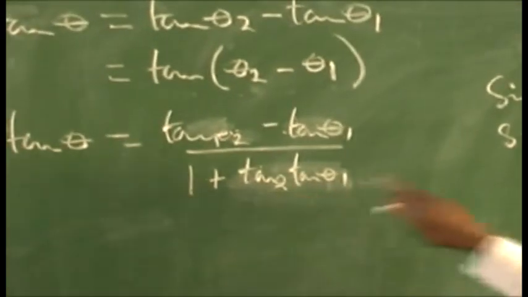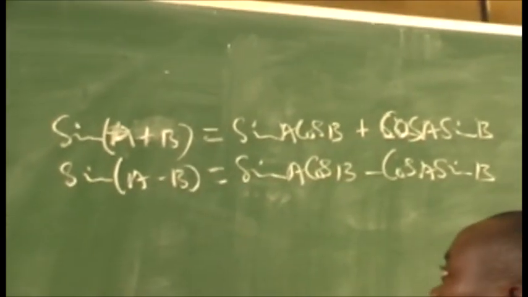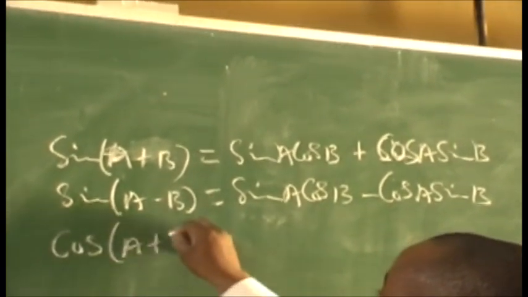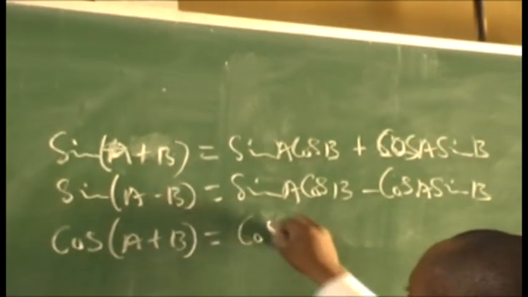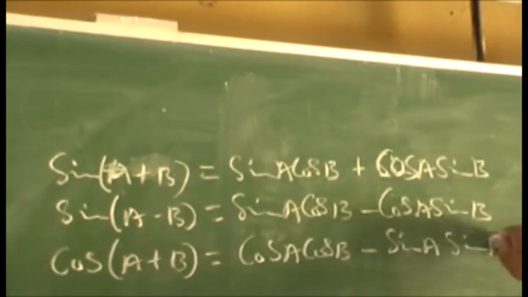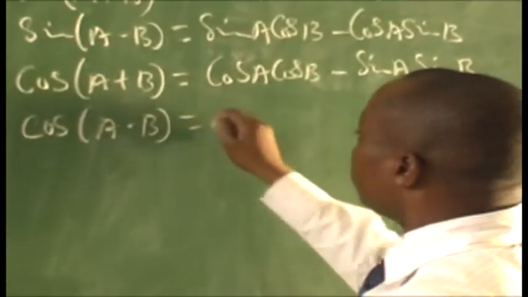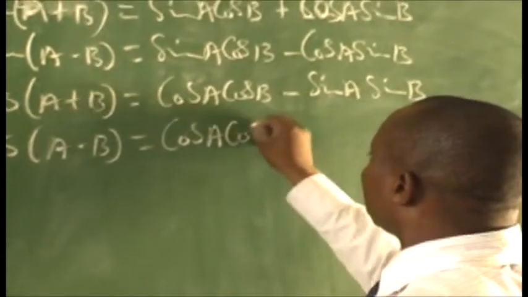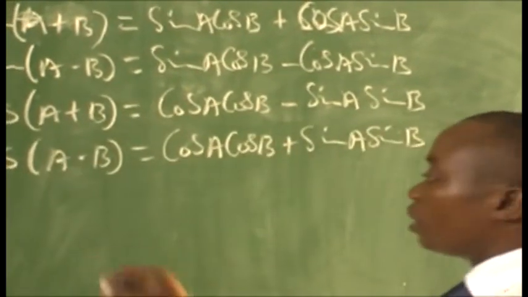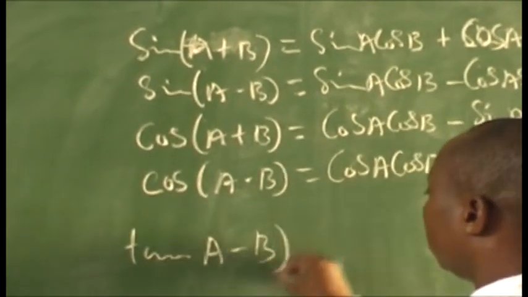But for the sake of clarifying this particular place, we want to just recall this particular identity in trigonometry. If we have cos(A plus B), it will be the same as cos A cos B minus sin A sin B. And if we have cos(A minus B), then we will have cos A cos B plus sin A sin B. Now, for tan(A minus B), what do we have?